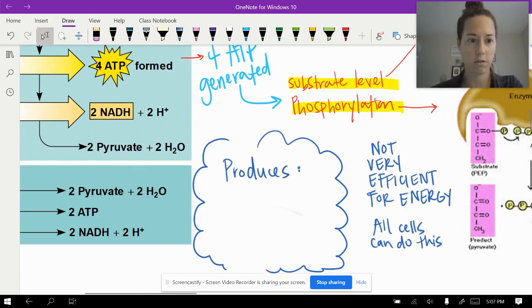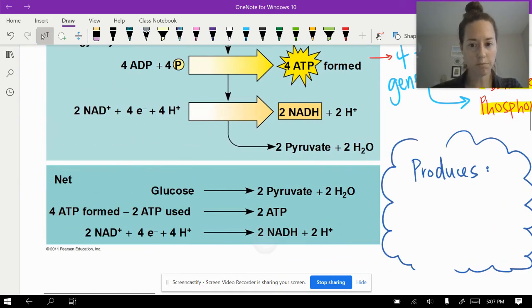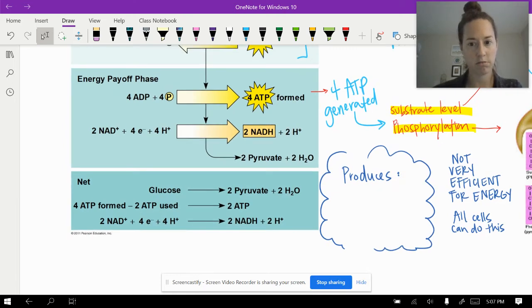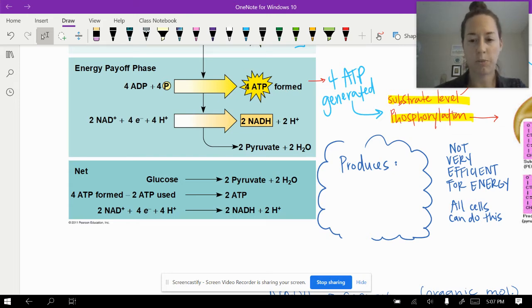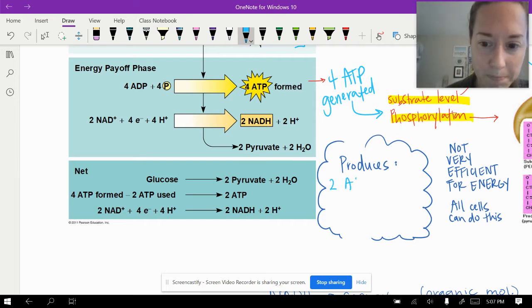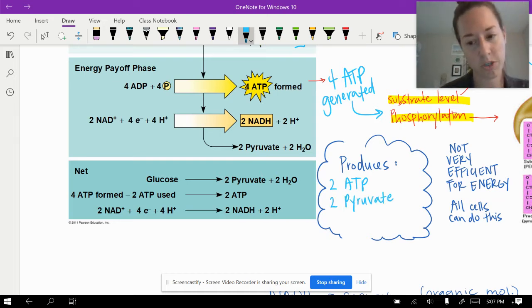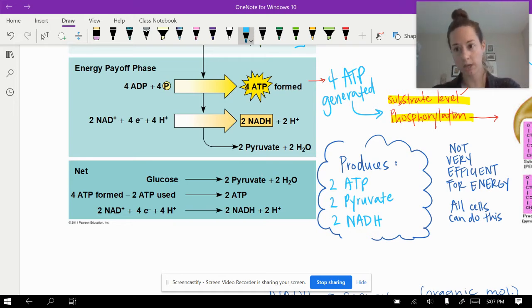Okay. All right. So now we have generated 4 ATP, but at the beginning we used 2. So when it comes down to it at the end of the day, what we have done is we've produced 2 ATP net gain. We've produced 2 pyruvate, which are sugars, and we've also produced 2 NADH, which is an electron carrying molecule, going to be really important for later steps.